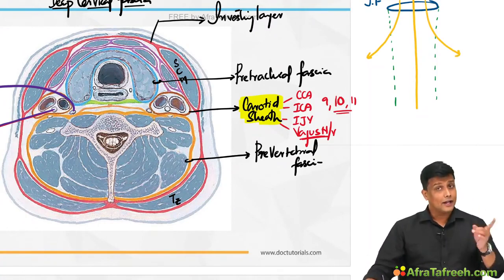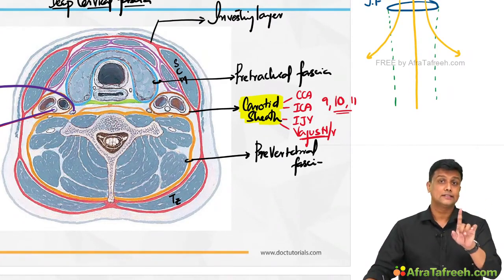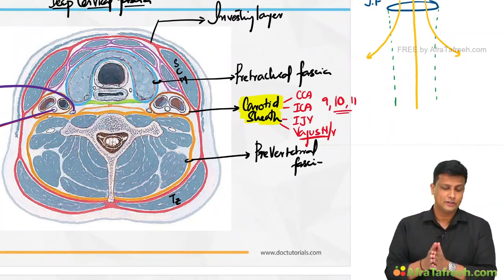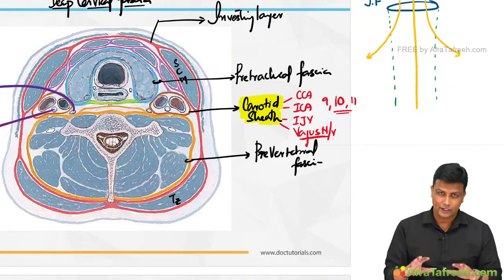So, are they a content of the carotid sheath? Yes, but not throughout the carotid sheath, only in the upper part of it. Only in the upper part of the carotid sheath are they contents, but not throughout.